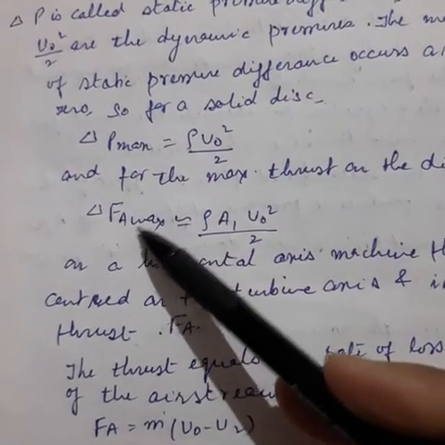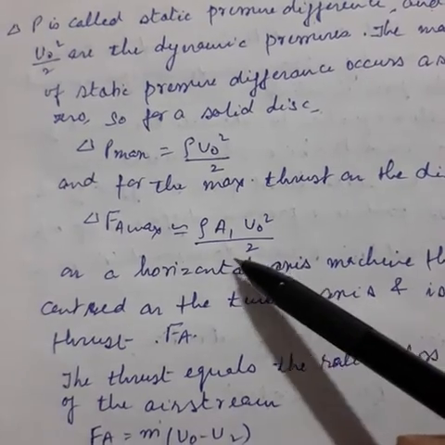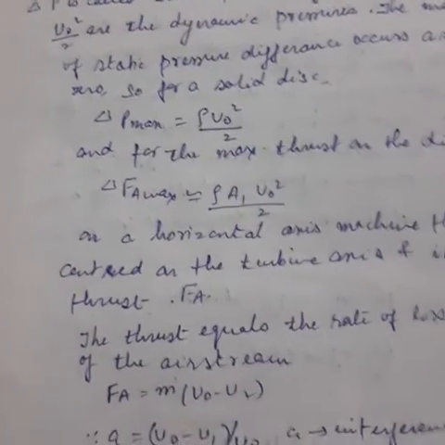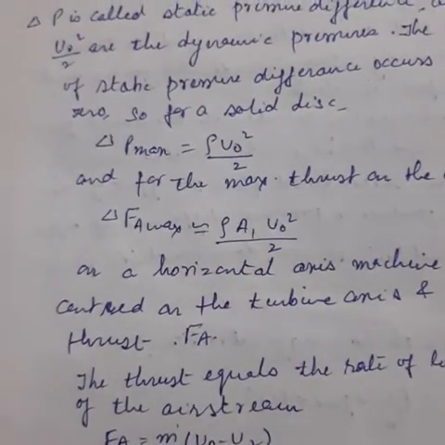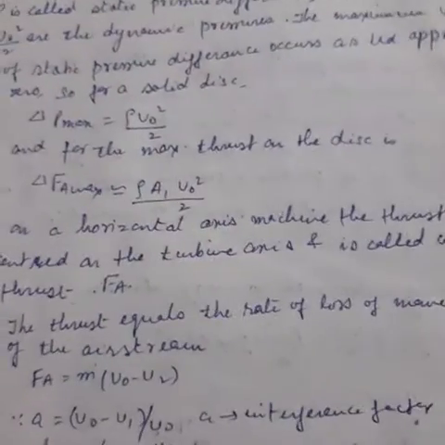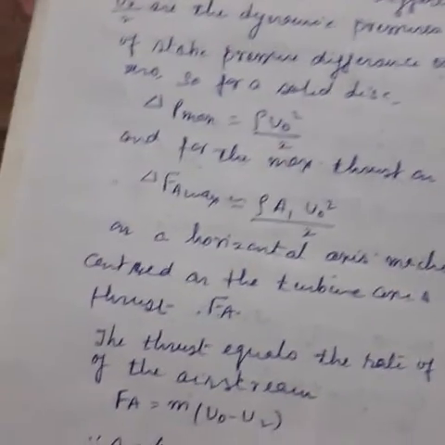So by this formula, del Fa max is equal to rho a1 u naught square by 2. By this equation, we calculate that the total axial force is maximum when it is proportional to the density, and this value is v naught.